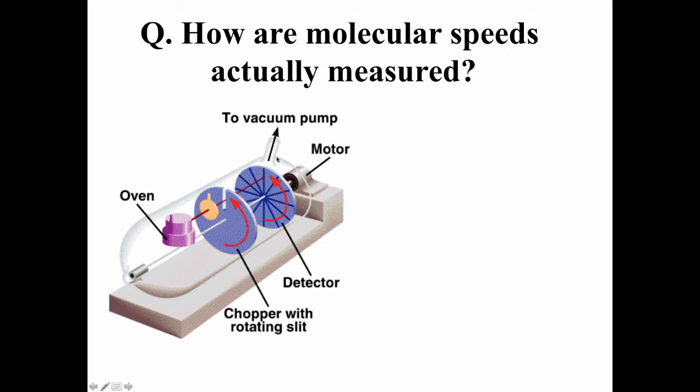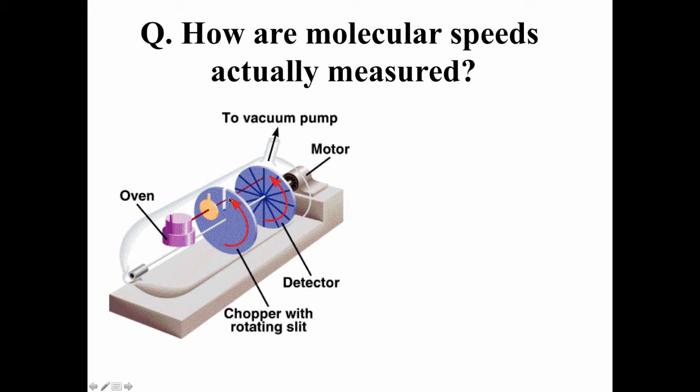apparatus that's shown here. So we have an evacuated container. We have a little motor that'll drive an axle that has a couple of discs on it. And then we have an oven that's hot, of course, and it's going to be a source of gas molecules. So gas molecules in the oven are going to escape through a small hole here. They'll come out as a beam, and then there's a little disc with a hole in it that makes sure that the beam is very narrow and focused.